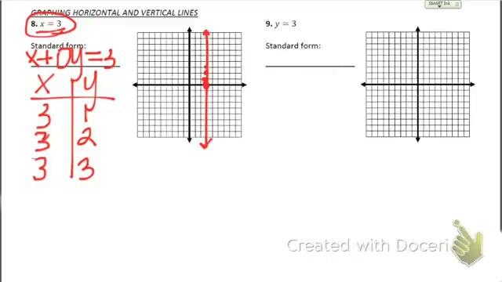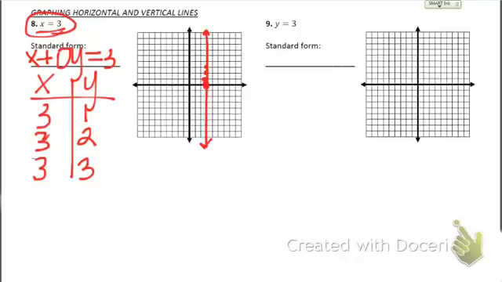So if I ever get an equation like x equals 3, you can rewrite it as x plus 0y equals 3. We know my x-intercept is going to be at 3 because it says, right? We know it's never going to cross the y-axis because y doesn't exist in this equation. So it has to be parallel to the y-axis. Okay? So those are vertical lines. Follow-up question. Are vertical lines functions? No.